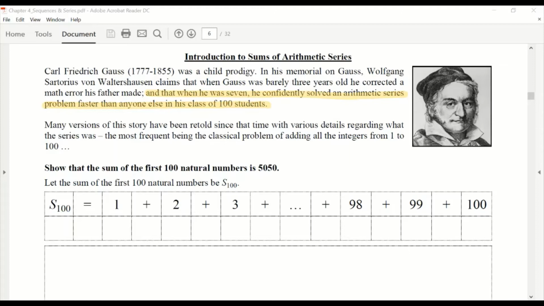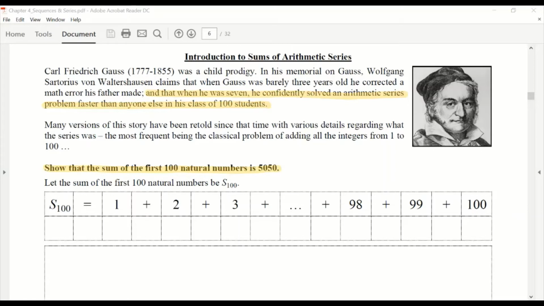And I've even heard somewhere that he was given this task because he was being mischievous and his teacher wanted to teach him a lesson and asked him to add up the sum of the first 100 numbers. And he solved it very, very quickly, much to the teacher's dismay. So we're going to have a look at how Gauss probably solved this problem.